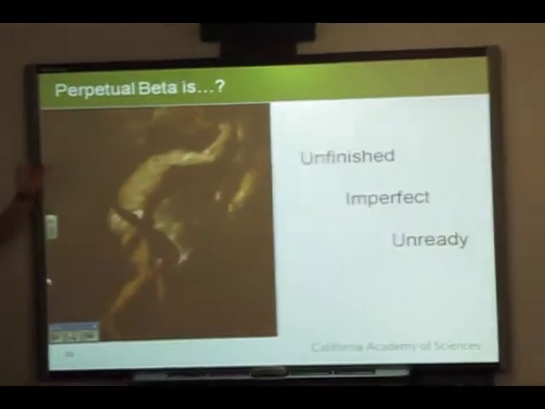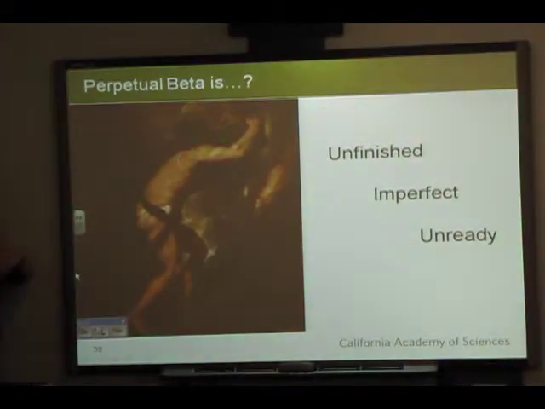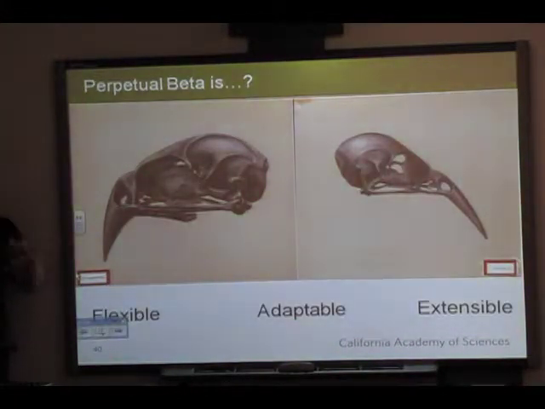And you can look at perpetual beta as a bad thing. There's Sisyphus with his boulder. You can look at perpetual beta as unfinished and imperfect and unready. I prefer to look at perpetual beta as flexible, adaptable, and extensible. There's always opportunities to change and evolve to fit changes in your user environment. And that's one of the things I think is great about perpetual beta.